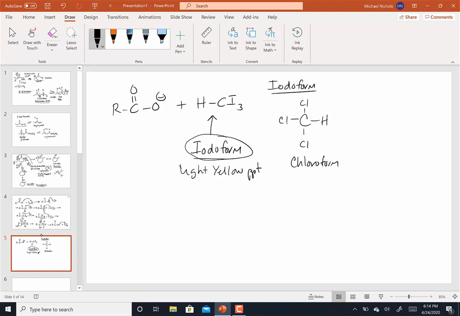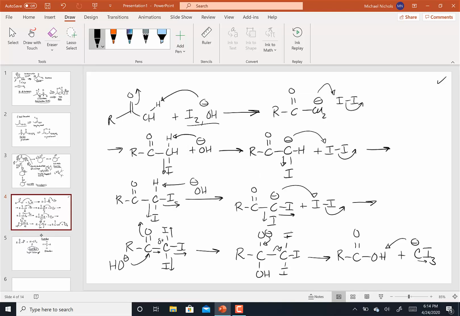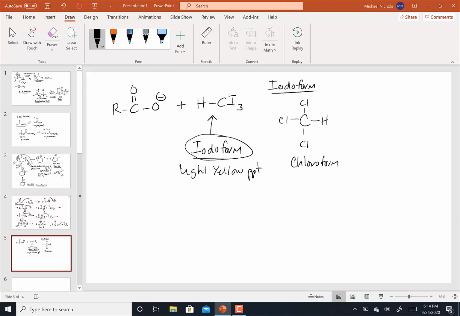Now notice also in terms of the transformation here that I am taking a methyl ketone, and by using iodine and hydroxide, I basically have now oxidized that ketone to, in essence, a carboxylic acid. So you could think of it that way in terms of a transformation to form a carboxylic acid out of a methyl ketone, but it's very specific just for methyl ketones.